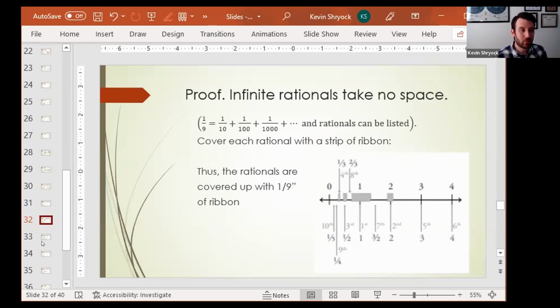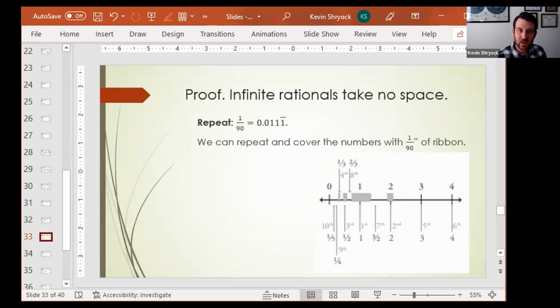Well, there's nothing special about the 1/9 of an inch of ribbon. We could repeat this again with a 90th of an inch of ribbon. I could start with a 90th of an inch of ribbon, and then recognize that I don't have the tenths anymore. I just start with the hundredths, and then that's plus the thousandths. So in other words, I can go through this whole thing again and cover up the number line. I can cover up every fraction with less ribbon, but I still cover everything up.